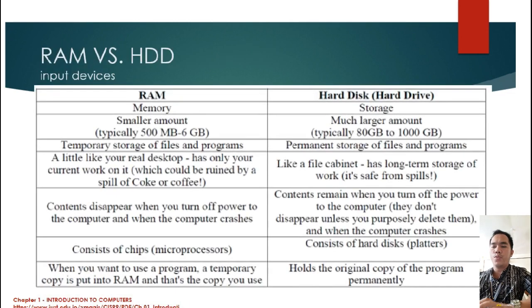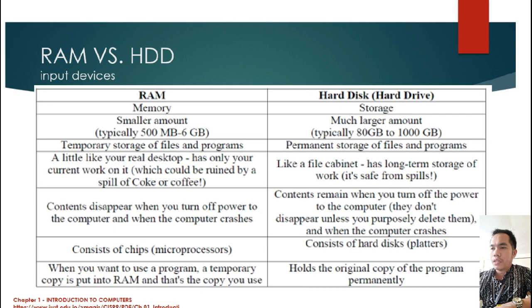What is the difference between the RAM and HDD? I think na-explain ko na kanina. I have more explanation na lang from the ebook. When we say RAM, it is a memory. When we say hard disk, it is a storage. RAM, smaller. Hard disk, larger when it comes to capacity. RAM, temporary. Hard disk, permanent when it comes to storing data.